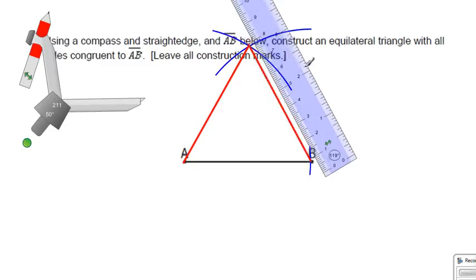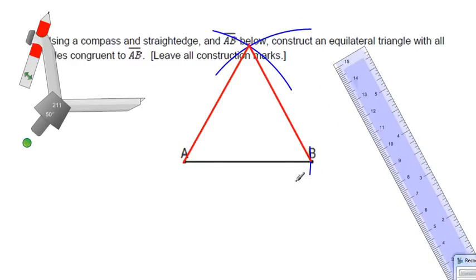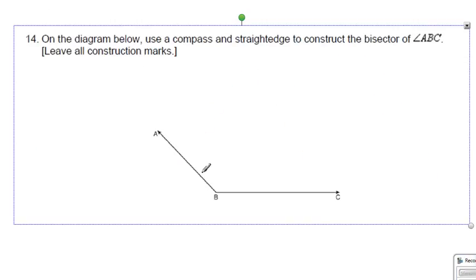All right, there it goes. So we constructed the equilateral triangle from a copy of this line segment AB. All right, let us move on to the next question here.